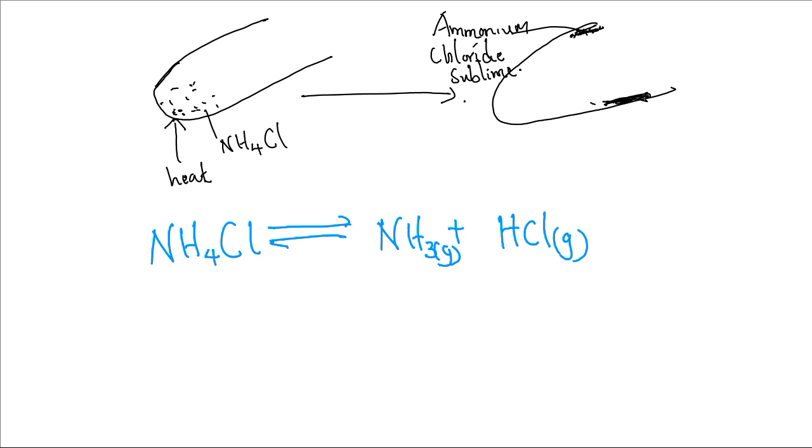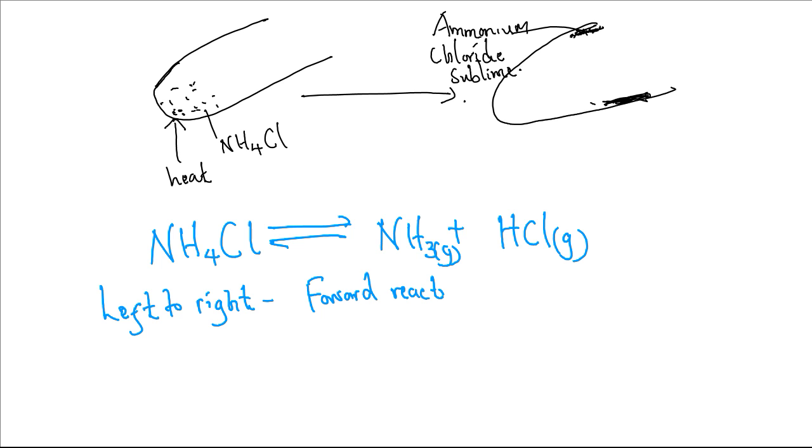In reversible reactions, if the reaction proceeds from left to right, then that is a forward reaction. Like the heating cases that we are talking about, that is a forward reaction. Then right to left is called a backward reaction.